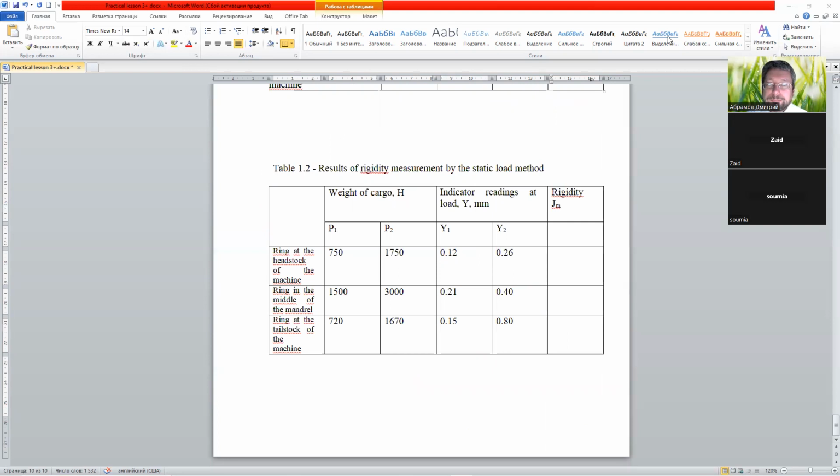So, teacher, delta P equals P2 minus P1. Same with the Y. P2 minus P1, yes. Okay, and Y2 minus Y1 is delta Y. Okay.